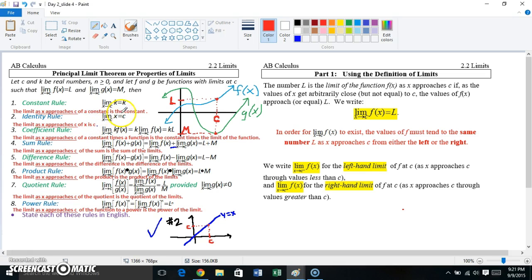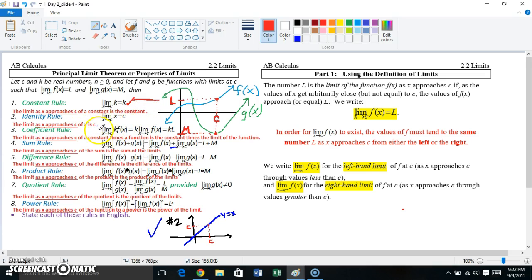So this first one, the limit of k as x approaches c, well, k is just a constant horizontal line. And so as x approaches any value, you are always going to get the y value of the horizontal line. So the value is k. So the limit as x approaches c of a constant is the constant.